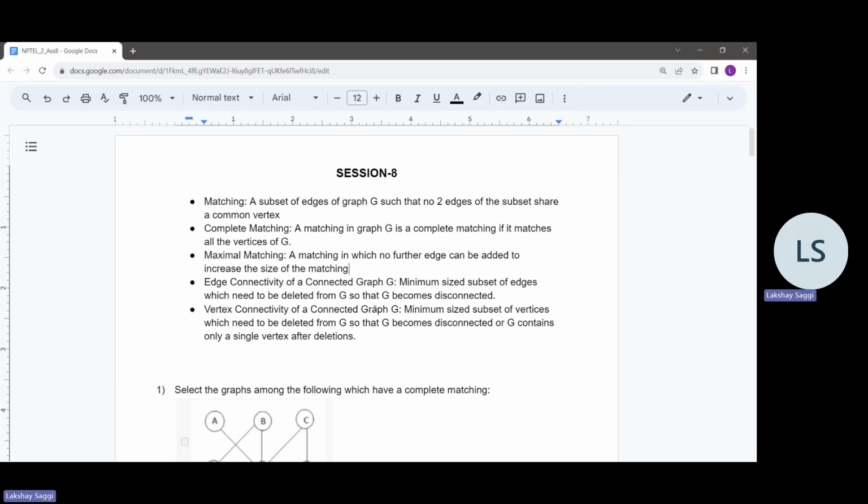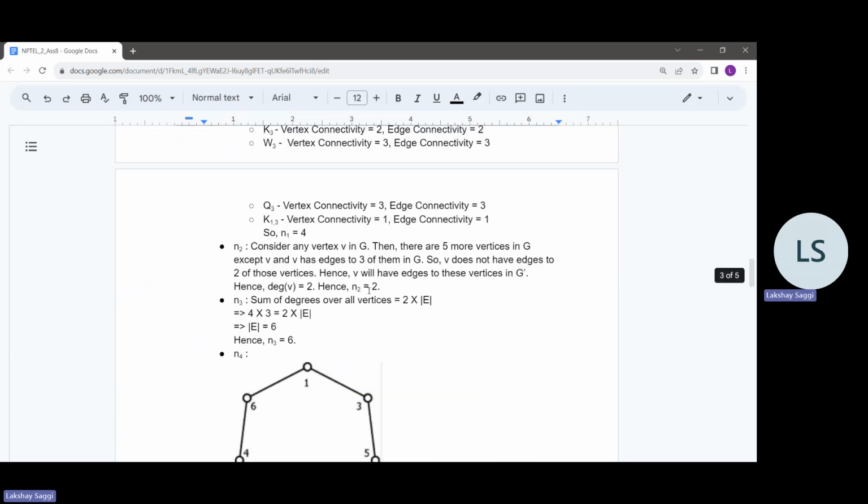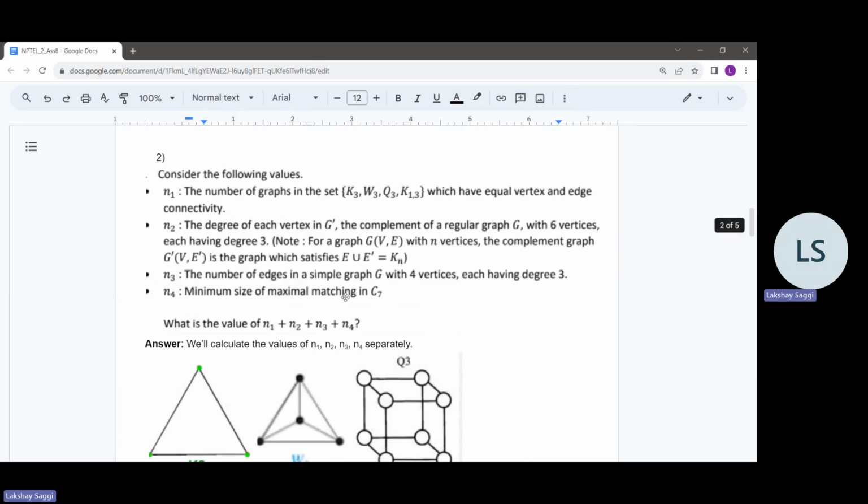So basically, if we are given a subset of edges such that we cannot add any more edges to that subset, otherwise it will break down the matching property that every vertex should be covered only once. So this type of matching is called a maximal matching. So yeah, a matching in which no further edge can be added to increase the size of the matching. So now in this question, in N4, we need to calculate the minimum size of maximal matching.